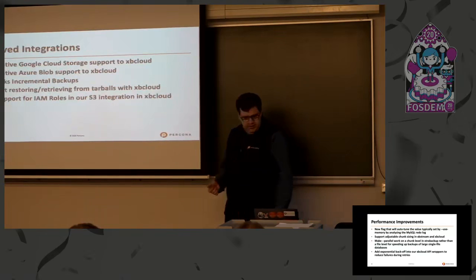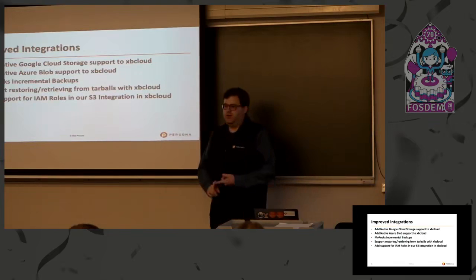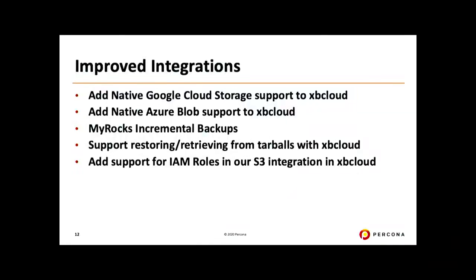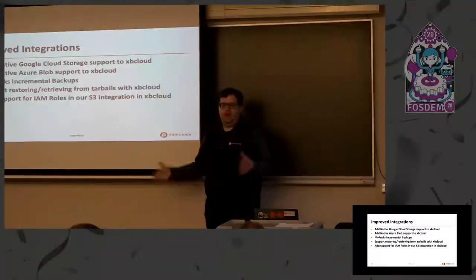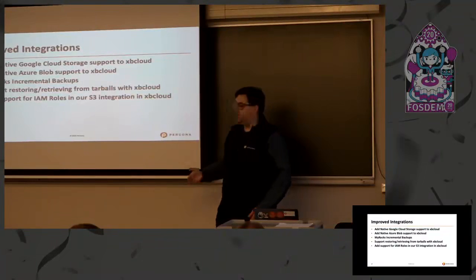And then we're going to do some additional integrations. A lot of this is in XB Cloud. We want to add native support for Google Cloud Storage. Today you can use it through the S3 API integration, but we'd like to be native to Google Cloud. Same thing, we'd like to support Azure Blob. We're going to add an incremental backup function for MyRocks. And then we would like to support doing restoration via tarball from XB Cloud. So right now, XtraBackup expects to go to a place on disk. And when you use XB Cloud, it expects that the bucket basically contains the contents of what would be in the place on disk. We want to support tarballs to simplify some of this.